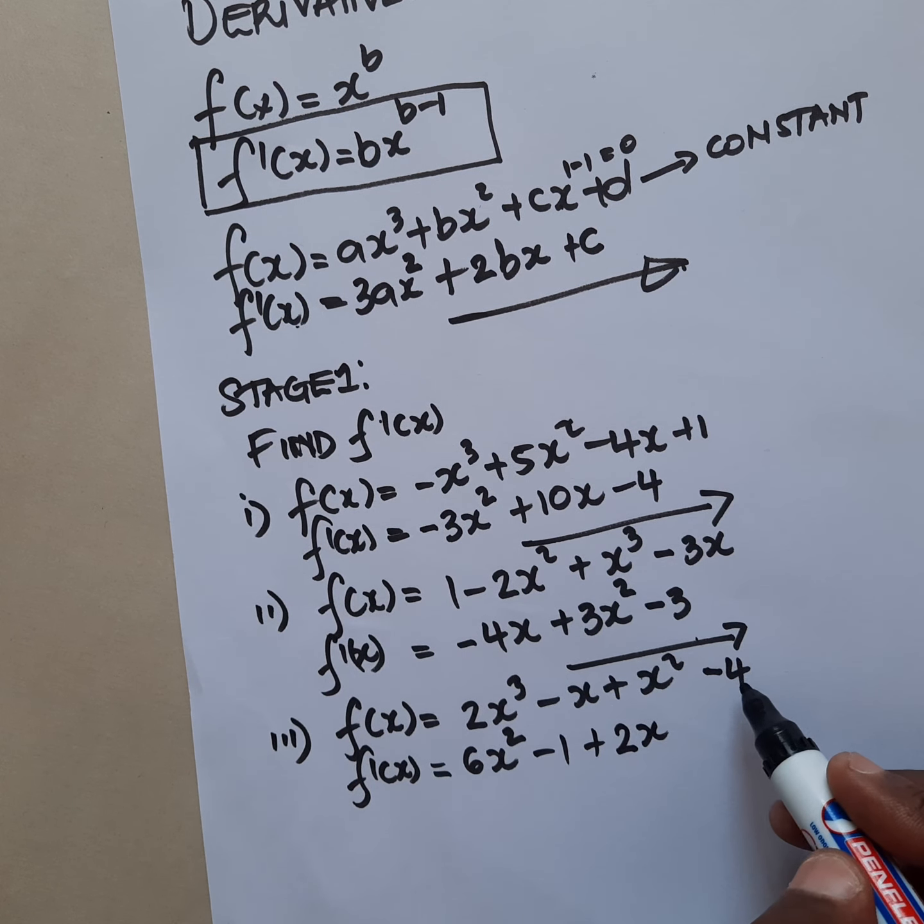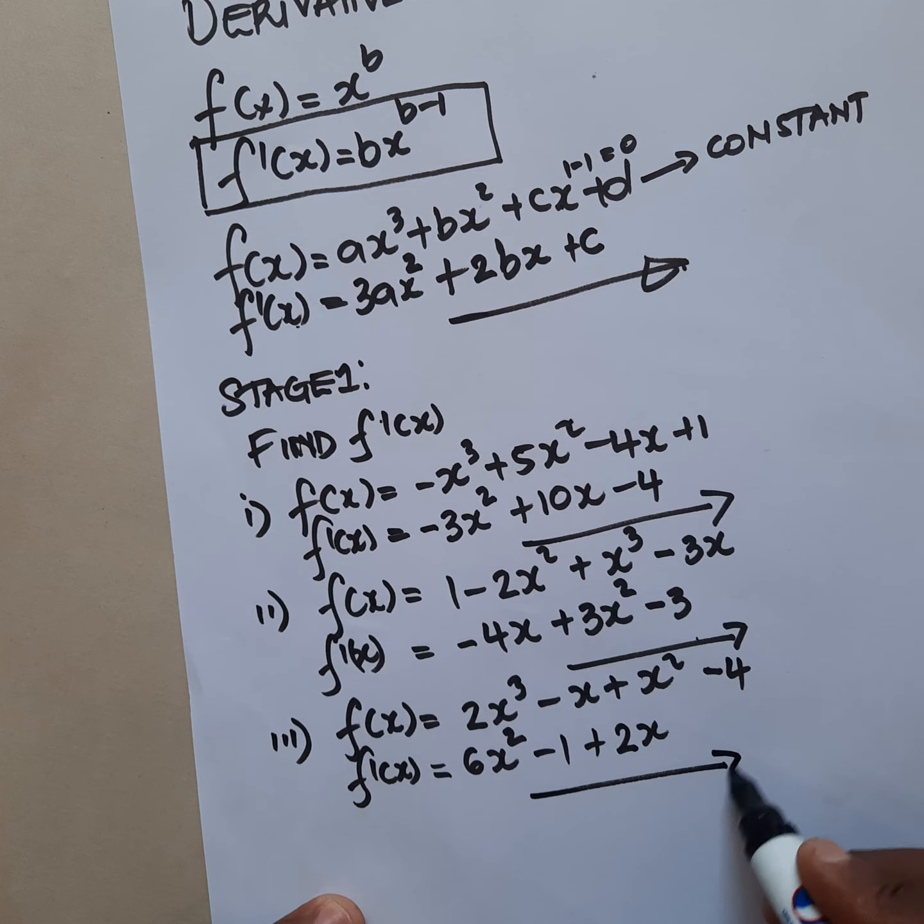Negative 4 is a constant. The derivative of a constant is 0. So this is the final answer.